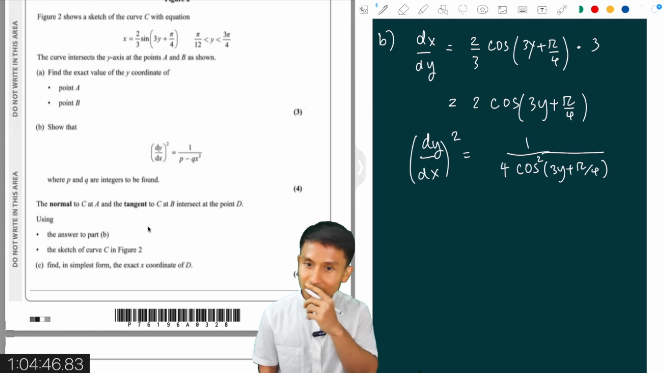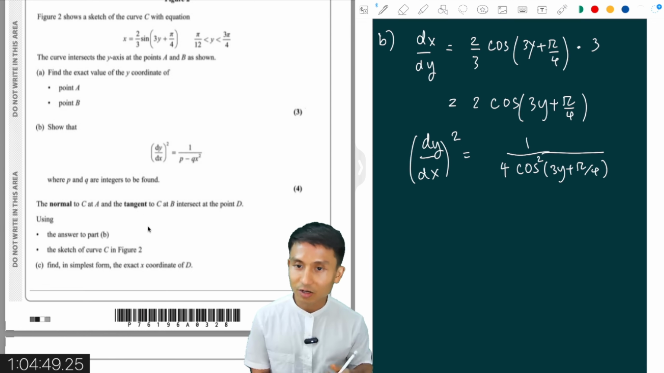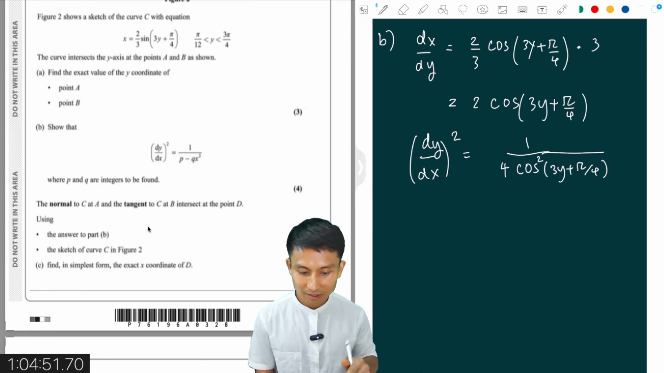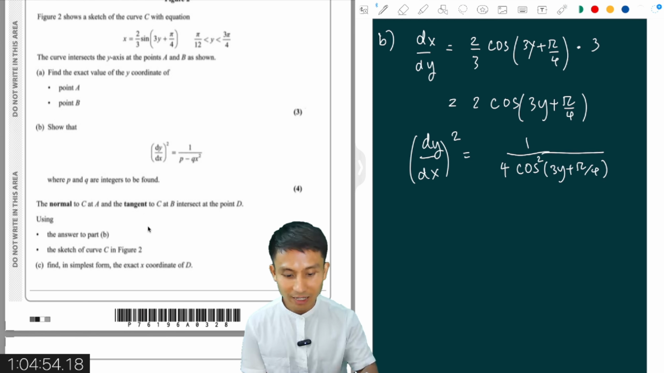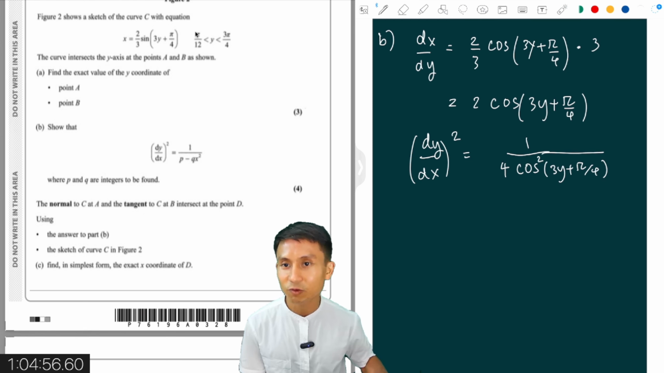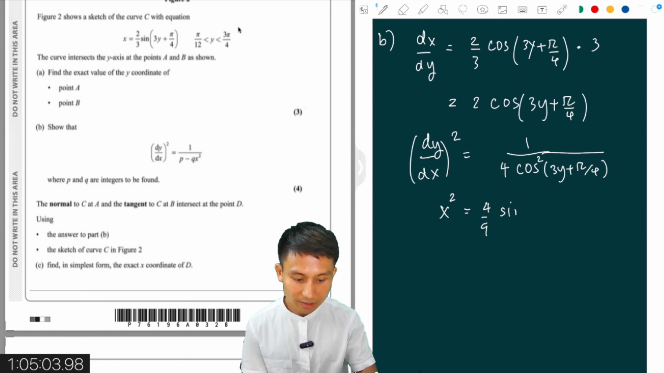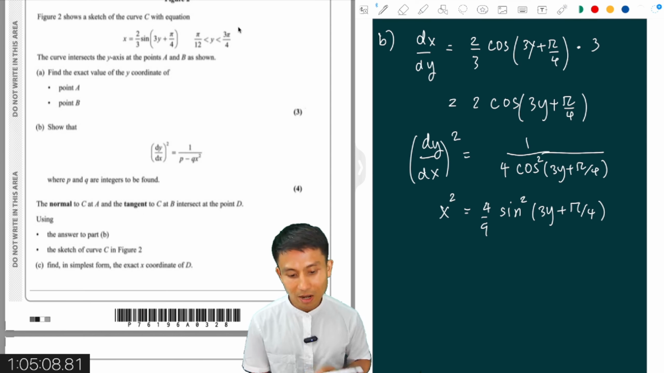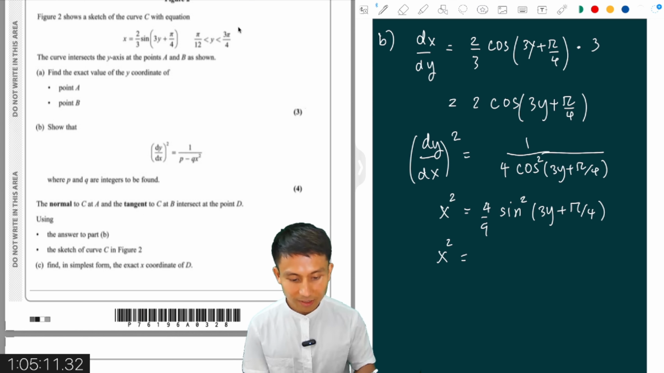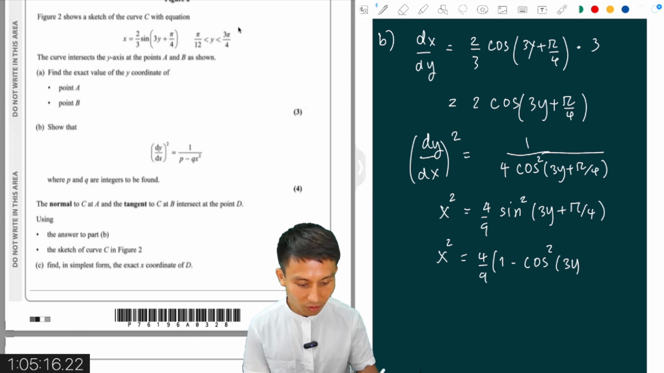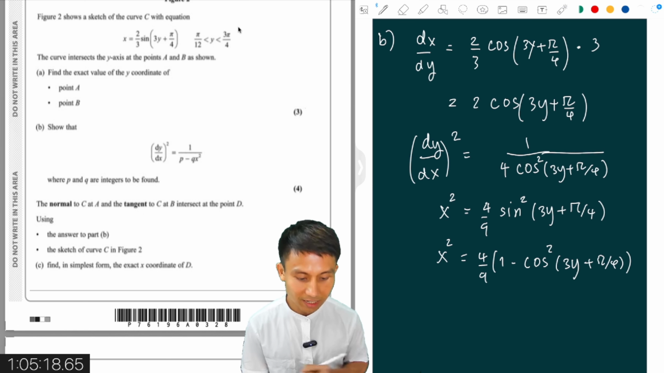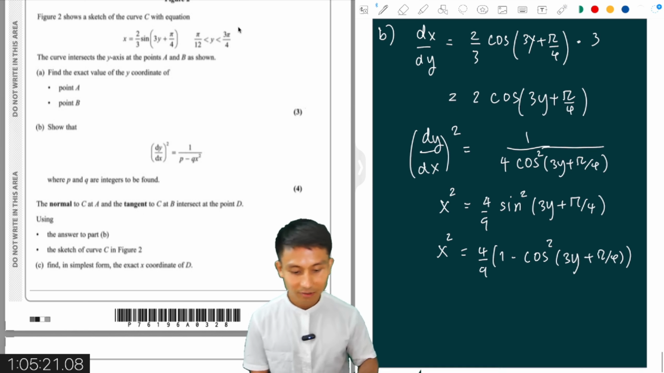Now we've got to put this into a polynomial form. Seems like they don't want any trig function here. Now we've got the x. If you look at the x function here, if we square both sides, we're going to get 4 over 9 sine squared of 3y plus pi over 4. Now, a sine squared is a 1 minus cos squared, right? The identity works for all types of angle, as long as they are the same. Trig identity, yeah?